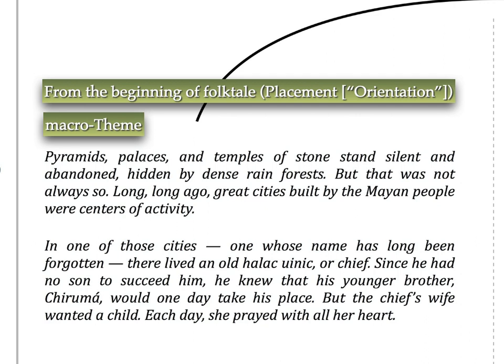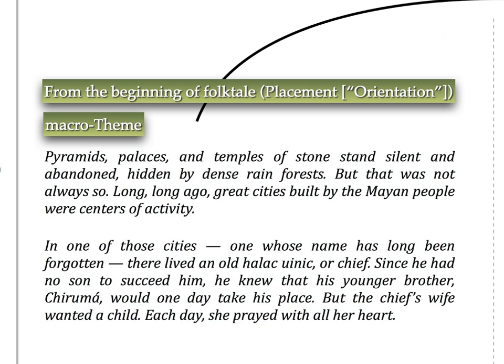He had no son to succeed him. Since he had no son to succeed him, he knew that his younger brother, Chiroma, would one day take his place. But the chief's wife wanted a child. Each day she prayed with all her heart. So that's sort of setting up what is to follow. We have an orientation, a placement for the story that's to follow.